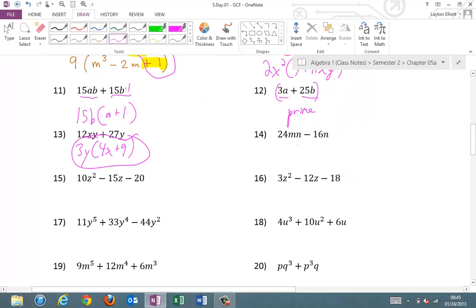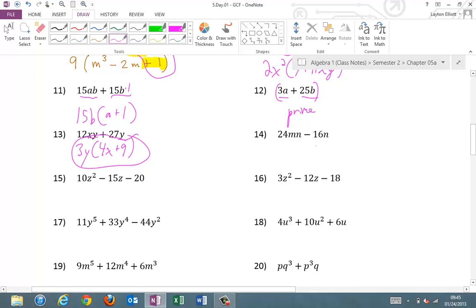24, mn, and 16n. 24, we know we have a 2. Let's keep going up in multiples of 2. We know we have a 4. Oh, 4 would be 6 times 4, and then 16 would be 4 times 4. Can we have an 8? Let's see, that would be 8 times 3 and 8 times 2. Oh, so 3 and 2 don't have any common factors. I think we might be done there.